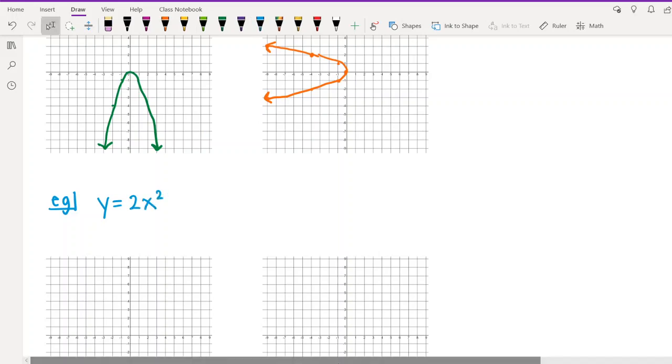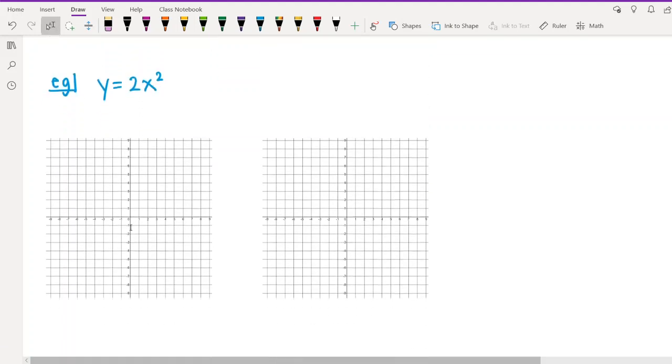So what does that look like? Well, basically you can think of the 2 here as being a vertical stretch. So why is it a vertical stretch? Because you're not multiplying x by 2, you're multiplying kind of the whole thing by 2, right? If it was like this, that would be different. Then you could interpret it as being something horizontal. But in this case, because it's 2 times x², this is a vertical stretch by 2.